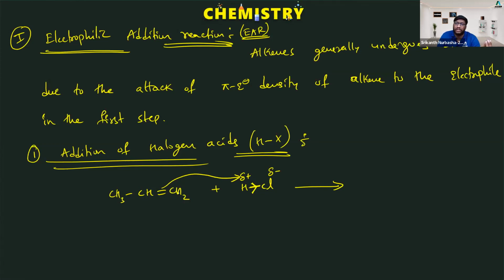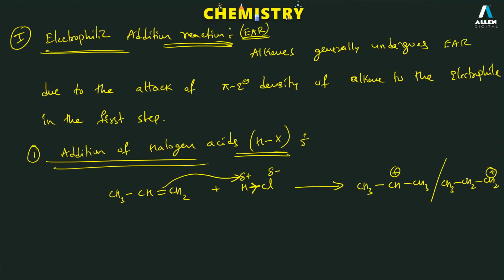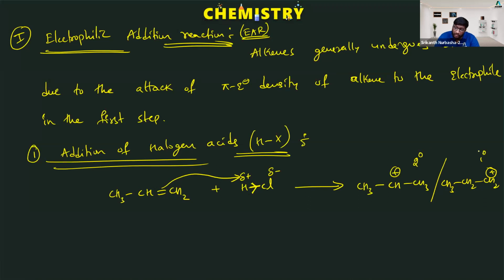So which carbon having positive charge is more stable? You can have two cases, CH3, CH plus, CH3, because this pi electron density attacks this particular H plus from this particular carbon, or CH3, CH2, CH2 plus. Out of these two, which is more stable, students? First, secondary, because secondary carbocation is more stable. This is secondary carbocation, this is primary carbocation.